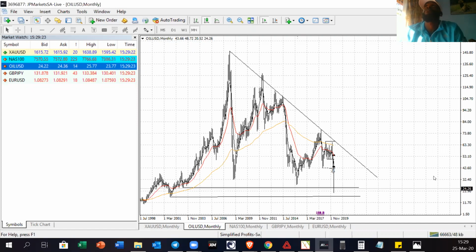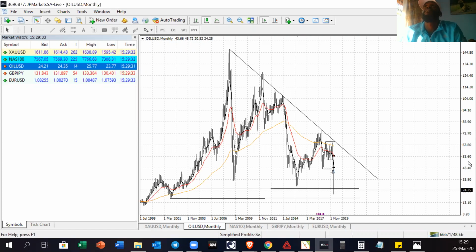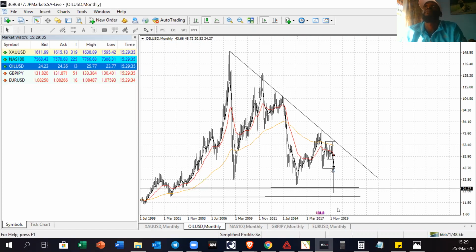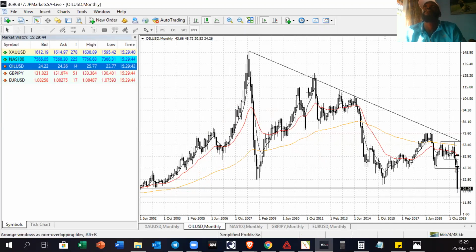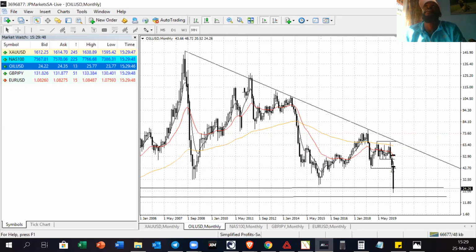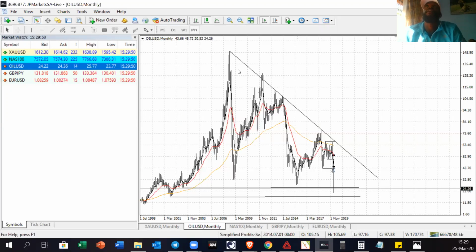This thing dropped 50% just 2 weeks ago. Freaking insane, man. Freaking coronavirus. Super insane. So what is this market telling? This market is telling me that this thing has a triangle thing going on.